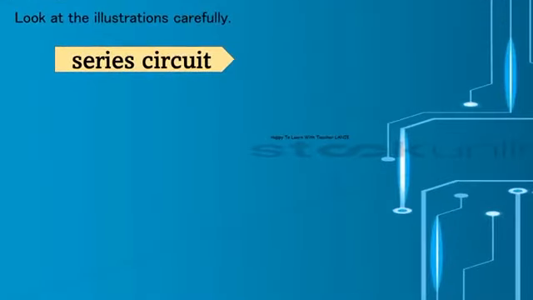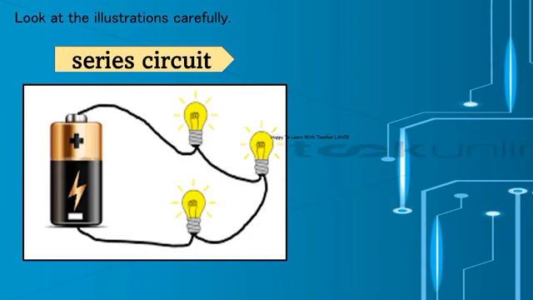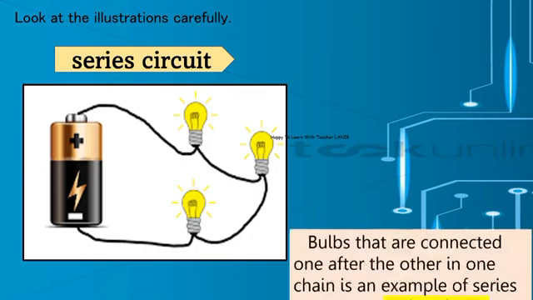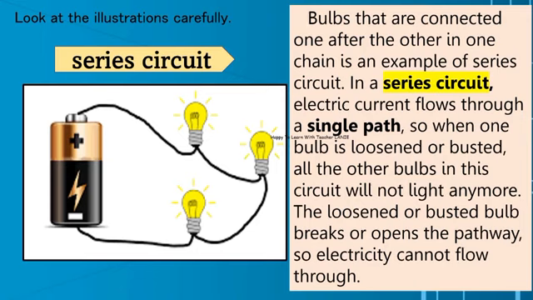Look at the illustrations carefully. This is an example of a series circuit. Bulbs that are connected one after the other in one chain is an example of a series circuit. In a series circuit, electric current flows through a single path. So, when one bulb is loosened or busted, all the other bulbs in this circuit will not light anymore. The loosened or busted bulb breaks or opens the pathway, so electricity cannot flow through.